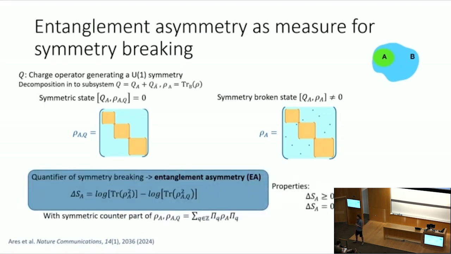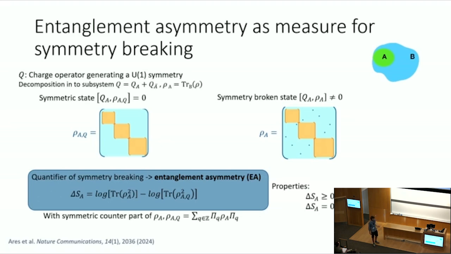And the team of Ares and Calabrese introduced a quantifier for the amount of symmetry breaking, and it's called the entanglement asymmetry. So here we look at the second order Rényi entropy of the asymmetric state and the difference to its symmetric counterpart. The symmetric counterpart is a state which is projected onto the charge operator sectors. And as a relative entropy, it also has some nice properties. It is actually zero for a symmetric state.